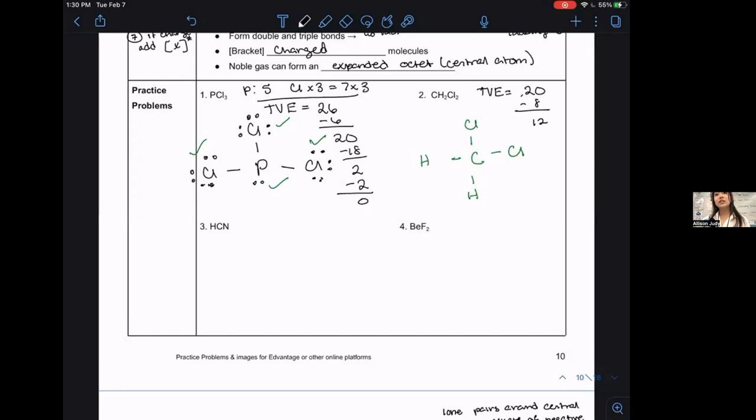Now you go and fill out the terminal. Give them their octet. And lo and behold, what happens? You use up all of them. Everybody has an octet. What a beautiful structure.